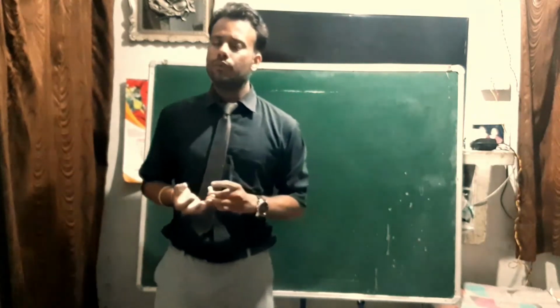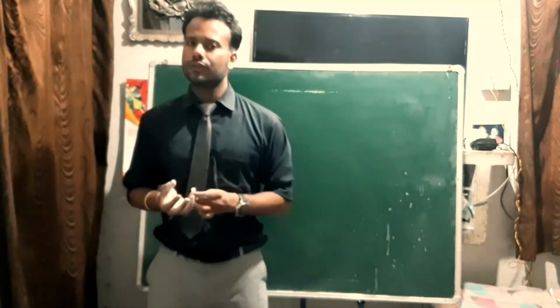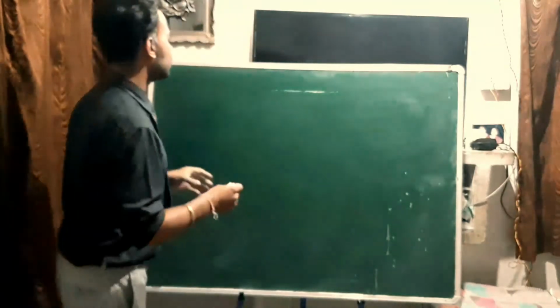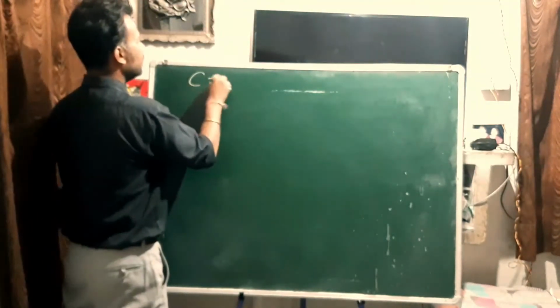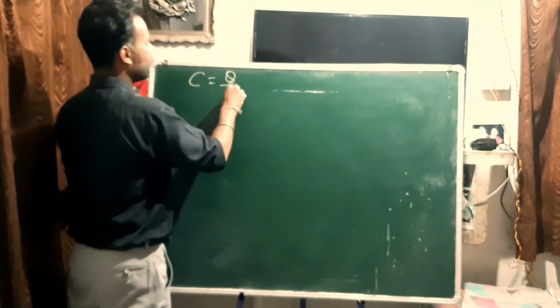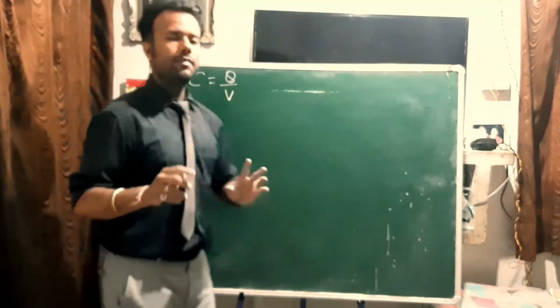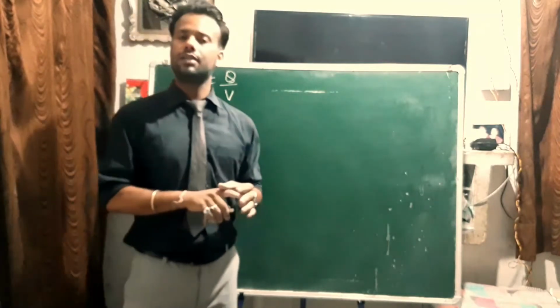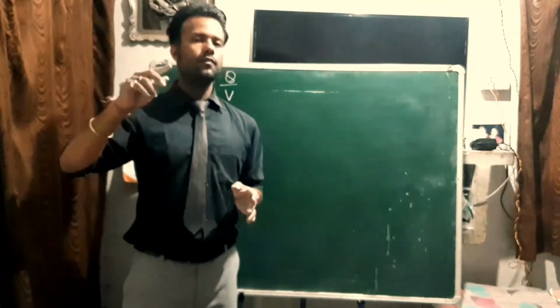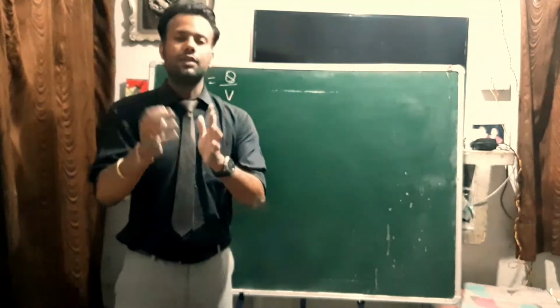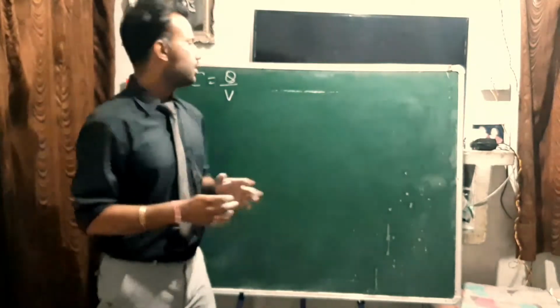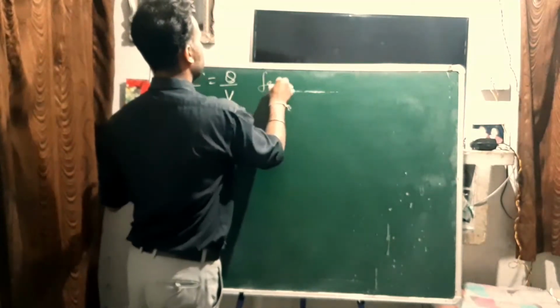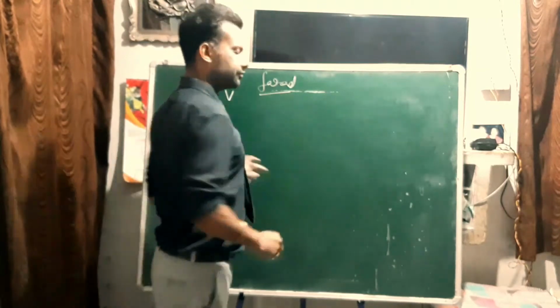So what is the value of capacitance of a capacitor? We know that the capacitance of a capacitor is given by C equals Q by V, right? It means the capacitance of a capacitor is the ratio of charge given to the conductor to the potential of that conductor, right? And you know the unit is nothing but farad.